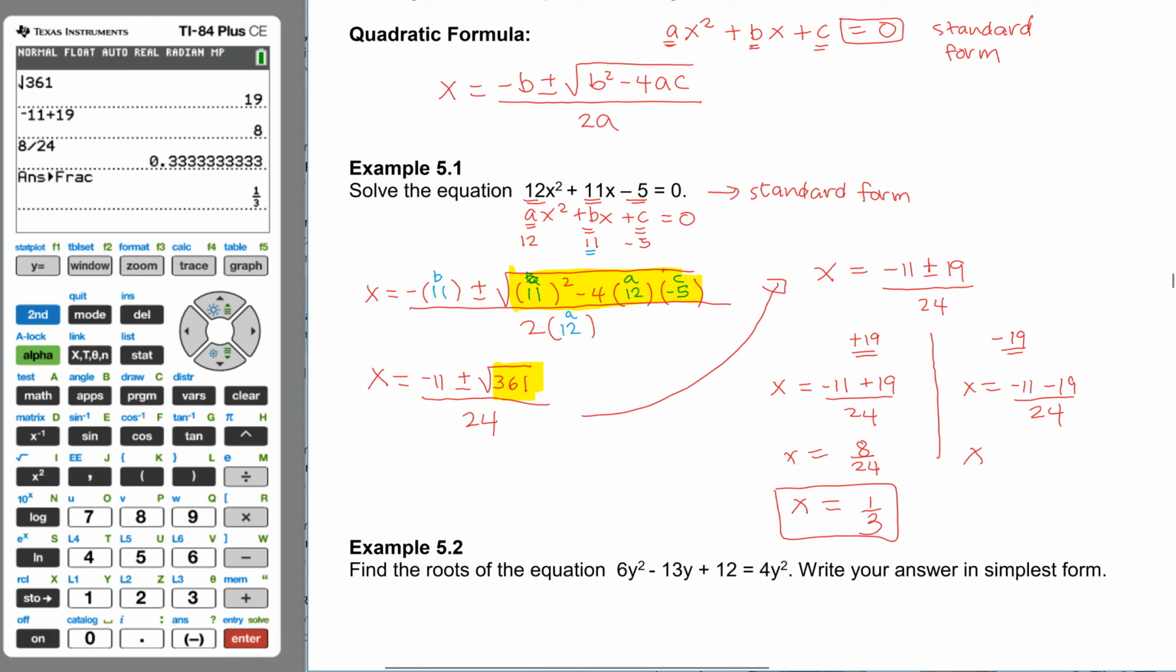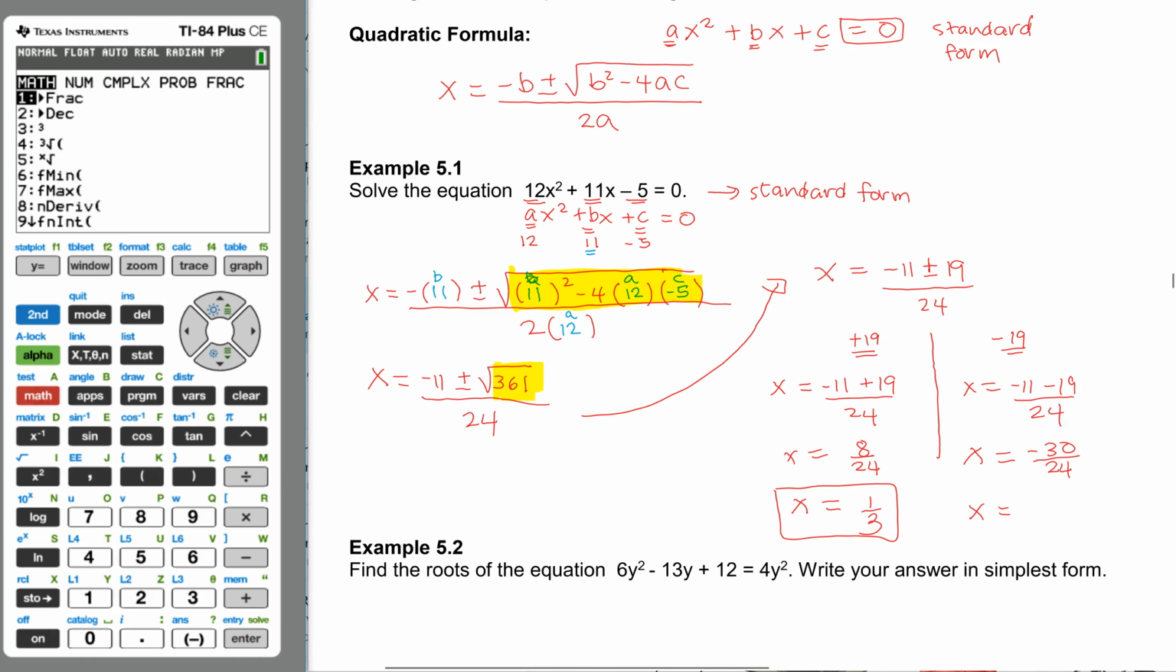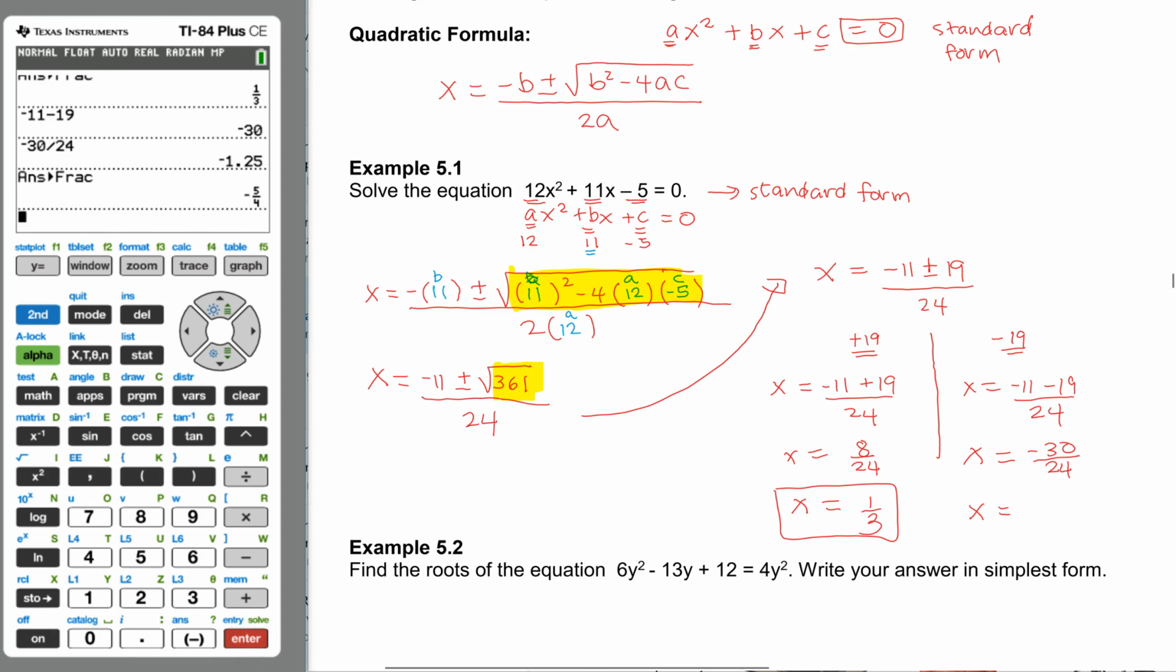And for the second one, we have x equals negative 11 minus 19. Press enter. So this is negative 30 divided by 24. Press enter, go to math, enter twice. So this one is negative 5/4.